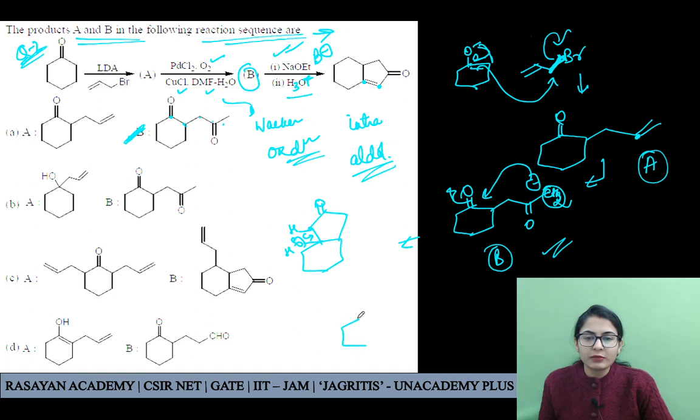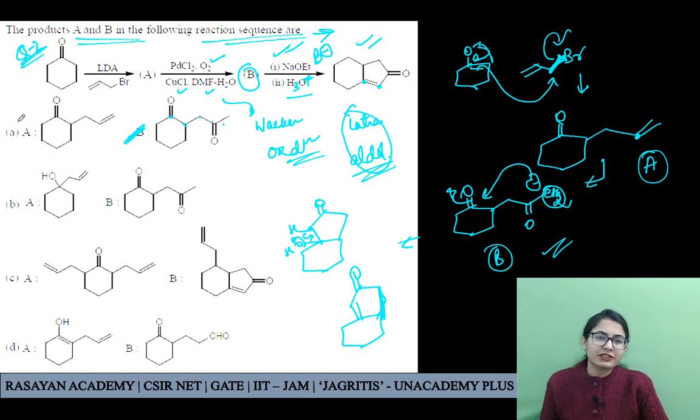So your ultimate product is, okay, so sorry, I've just drawn the 6-member ring. Yes, it is going to be like this, right? So that is exactly the same thing. So you're having the intramolecular aldol reaction. Your answer is option number A.